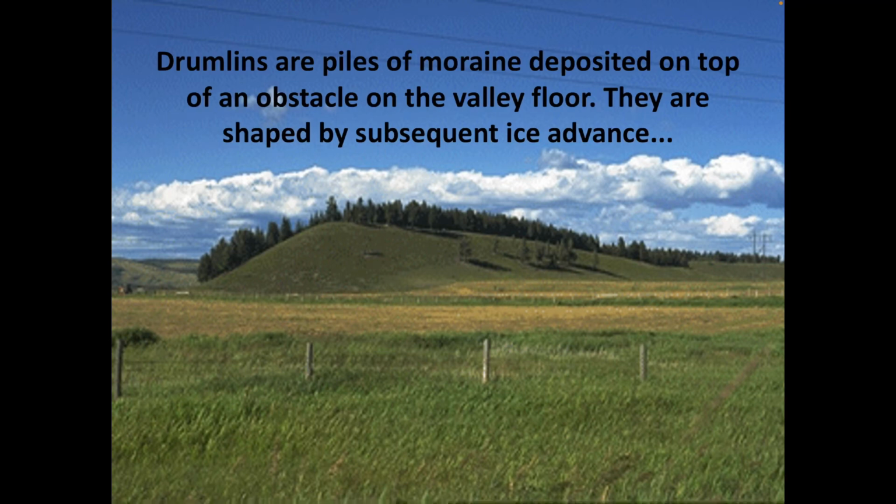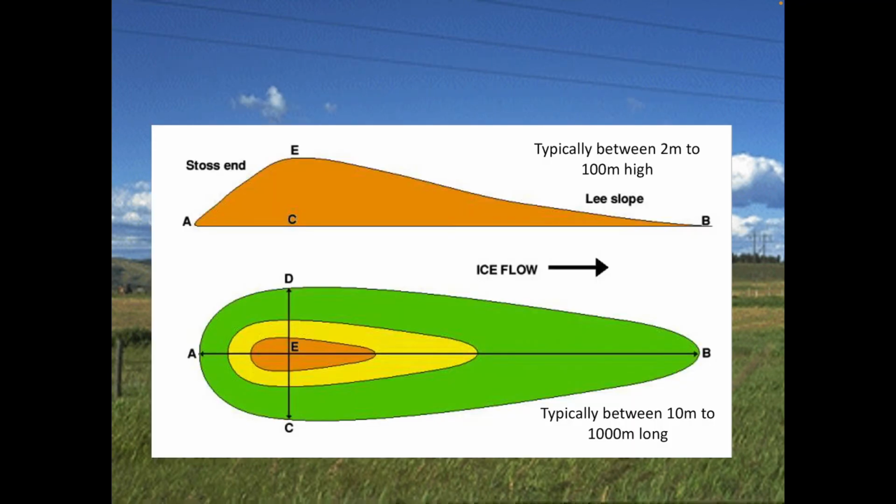And they are then shaped by the ice advance to give them this steep-sided side and this more gentle sloping side. And the steep-sided side we call the stoss end, and the more gentle sloping side we call the lee slope. And typically, as you can see from this cross-section, they are going to be somewhere between 2 and 100 meters high. And we can see again from the aerial view, the lower image, that they would typically be around 10 to 1,000 meters long.